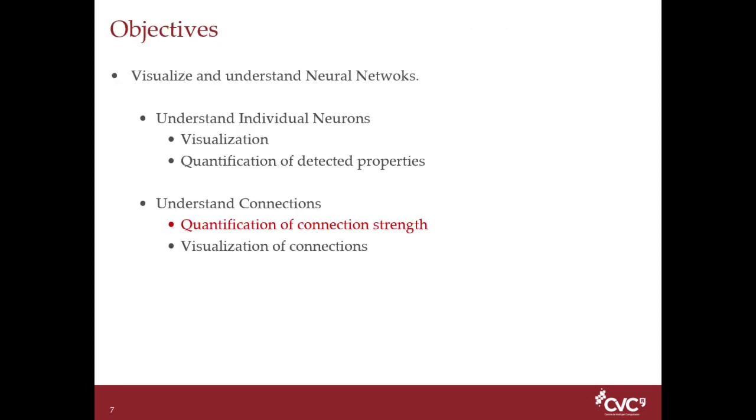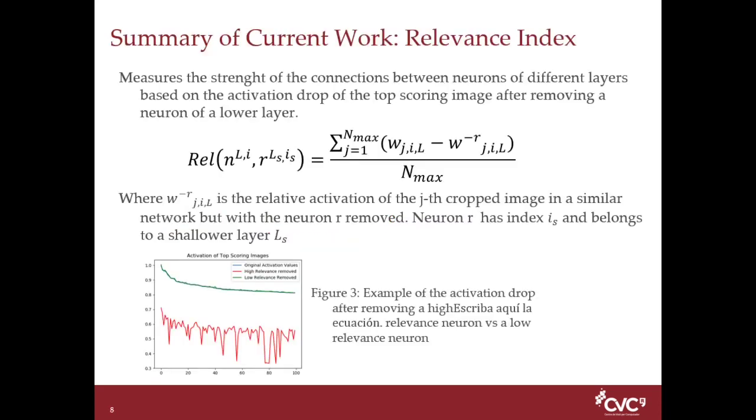Once we are able to visualize individual neurons, we want to understand the network as a whole. For this reason, we want to quantify the connection between neurons. To do so, we define the relevance index, which measures the strength of the connection between one neuron and another one of a shallower layer.